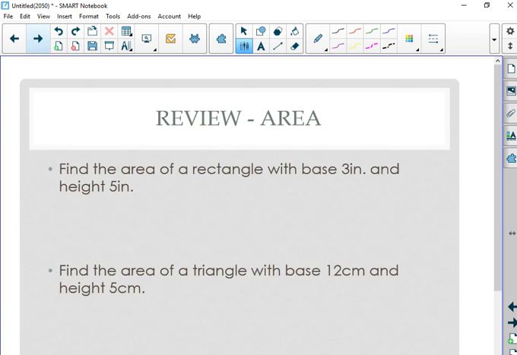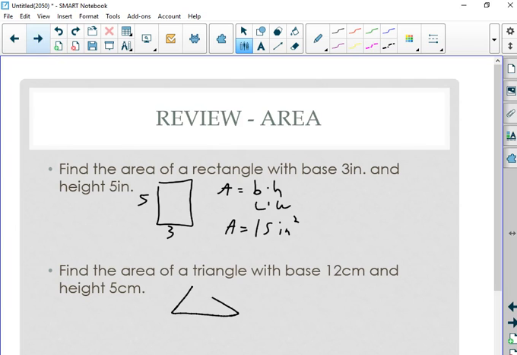Find the area of a rectangle. Quick review. If this is 3 and this is 5 inches, area of a rectangle is just base times height, or length times width. So it's going to be 15 inches squared. Area of a triangle with a base of 12 and a height of 5. Height there, base there. Remember, area of a triangle is 1/2 base times height. So that's going to be 1/2 of 12 times 5. 1/2 of 12 is 6 times 5 is 30 centimeters squared.